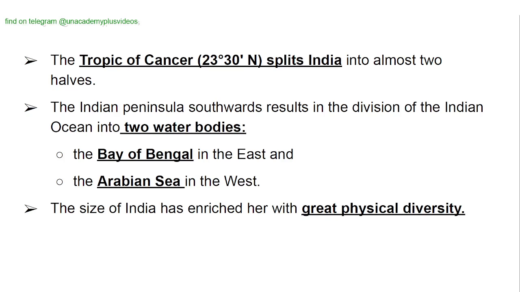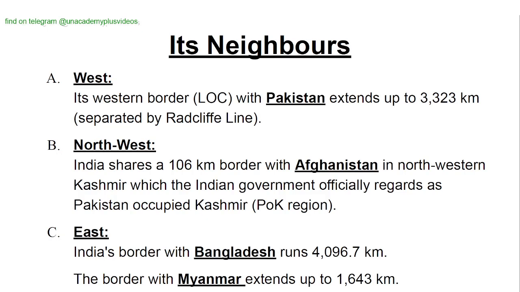The Tropic of Cancer, that is 23 degrees 30 minutes north, splits India into almost two halves. The Indian Peninsula extending southwards results in the division of the Indian Ocean into two water bodies, the Bay of Bengal in the east and the Arabian Sea in the west. The size of India has enriched her with great physical diversity.